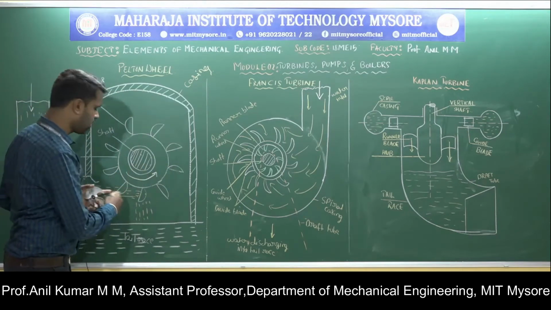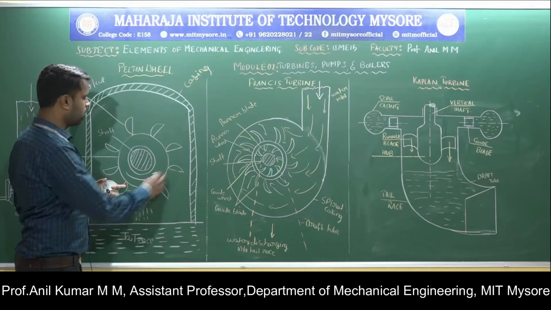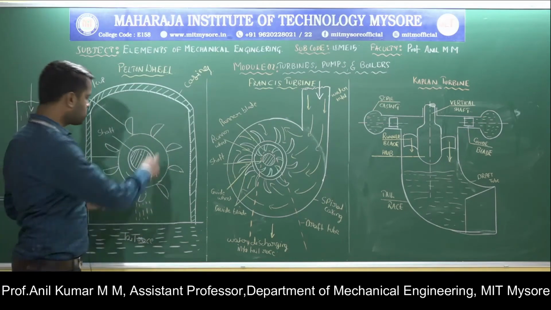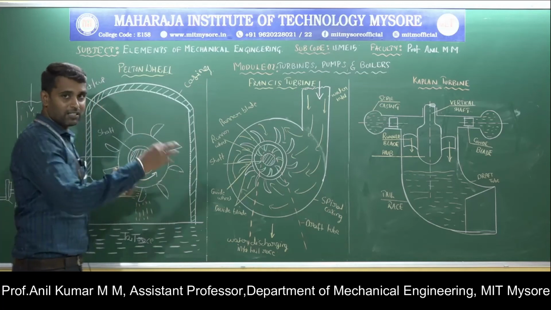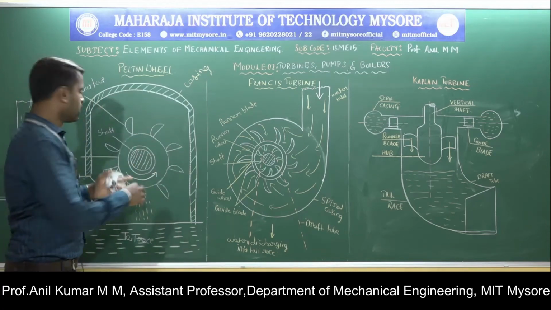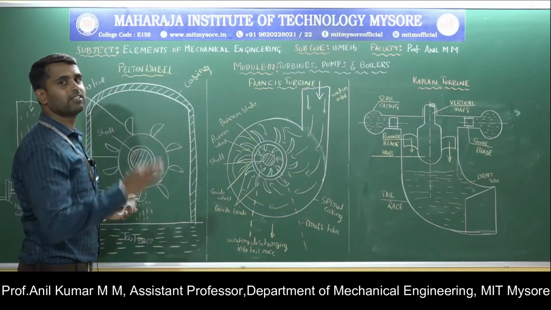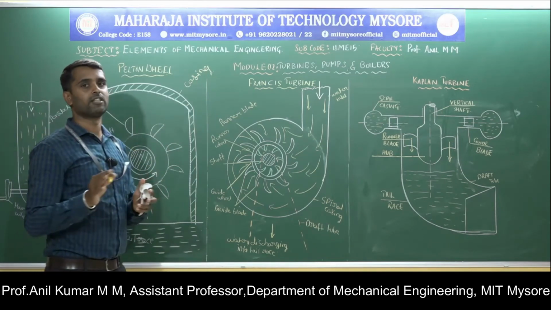The kinetic energy of the water is converted into mechanical energy due to the rotation of the rotor, and this rotor is connected to the shaft. The shaft also starts rotating, and this shaft in turn is connected to the electrical generator. In that generator, initially the magnetic field is present.